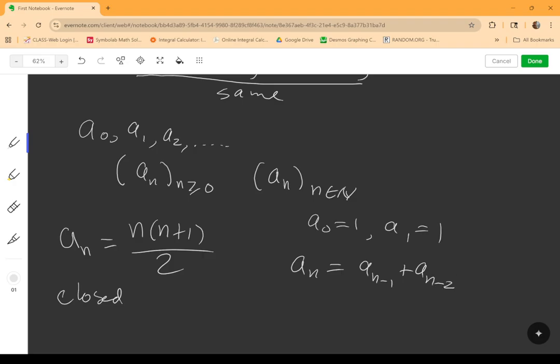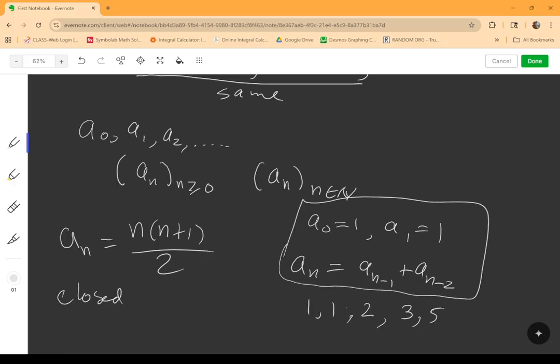Essentially, you're adding up the two previous terms. This is a very famous sequence called the Fibonacci sequence, where the next term is found by taking the given initial conditions and then adding up the two previous terms. 1 plus 1 is 2. 2 plus 1 is 3. 3 plus 2 is 5, etc. And that's what this formula is telling me here. All right, so those are sequences.